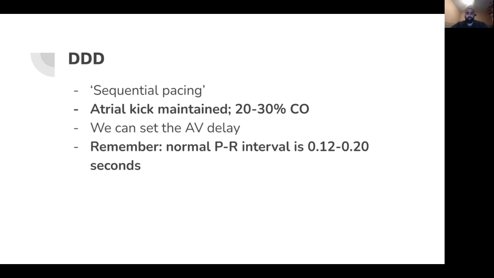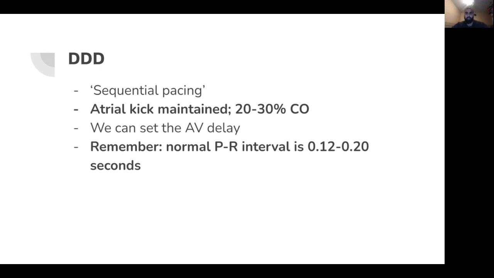So the way DDD mode works is, let's say you set your desired rate to 60. What the pacing box will do is initially look for a P wave. So look to see, do we have P waves at that rate? And if we have a P wave, fine. It's not going to try and pace the atria because you have the P wave coming fine. The next thing is it will look for a QRS complex within a certain time. And we set that time on the pacing box. That's called the AV delay.